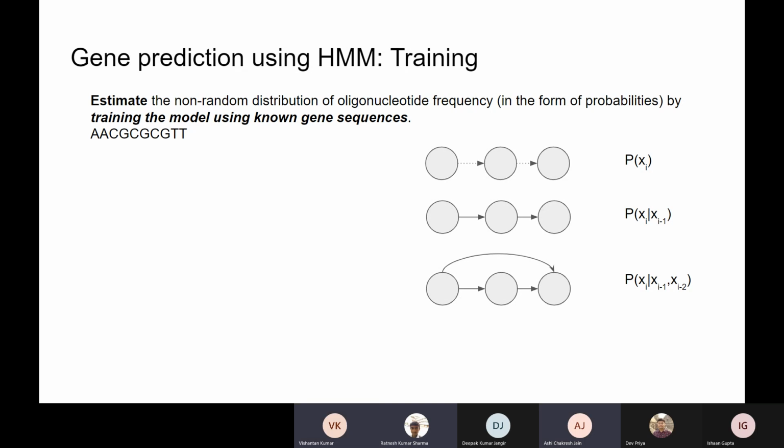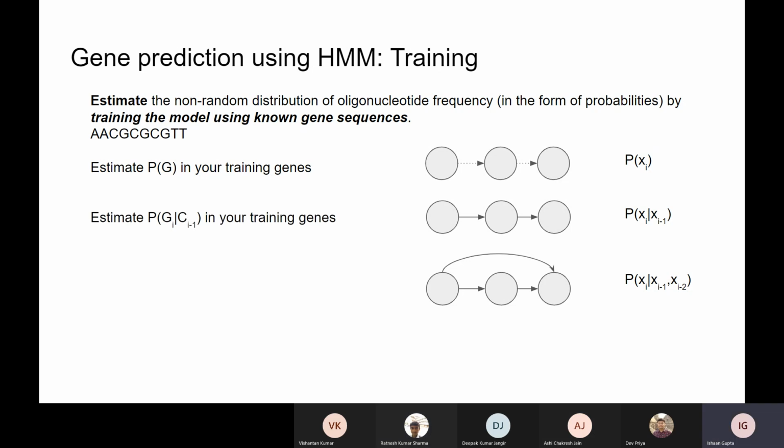0.2. It's 0.2. So what was the basic idea? You count all the A's, right? And you divide by the length of the sequence, right? So similarly, if I ask you to estimate the probability of G, what would it be? 0.3, right? Yes, sir.